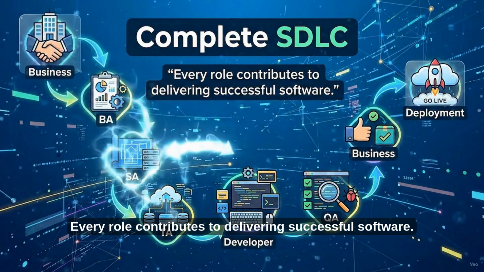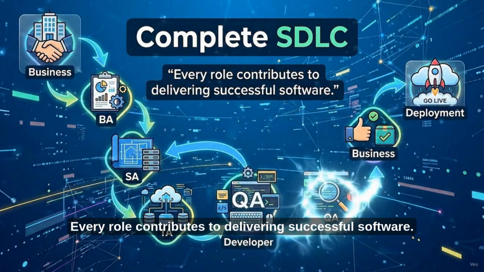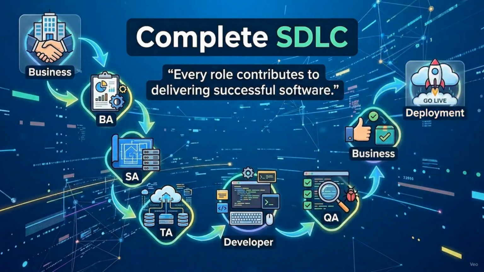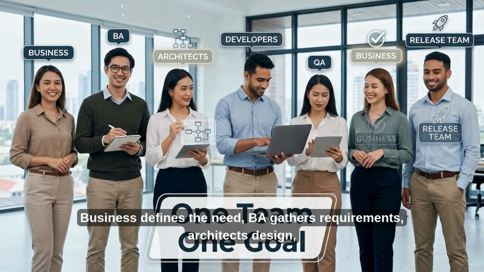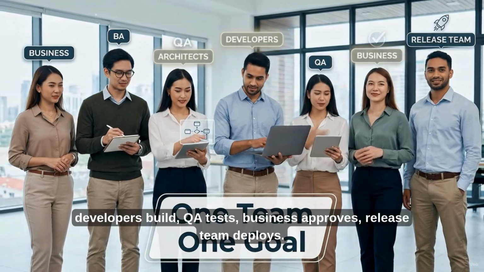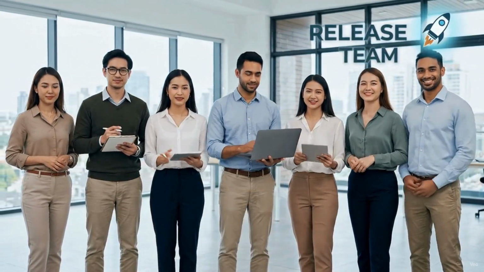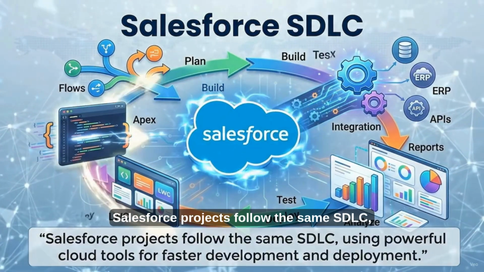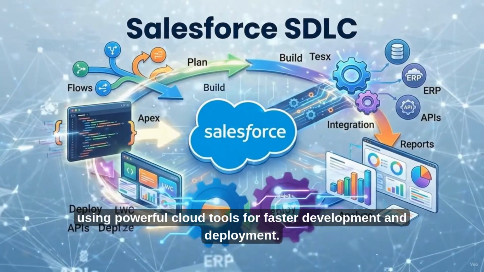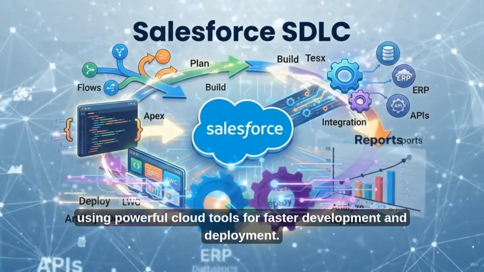Every role contributes to delivering successful software. Business defines the need. BA gathers requirements. Architects design. Developers build. QA tests. Business approves. Release team deploys. Salesforce projects follow the same SDLC, using powerful cloud tools for faster development and deployment.